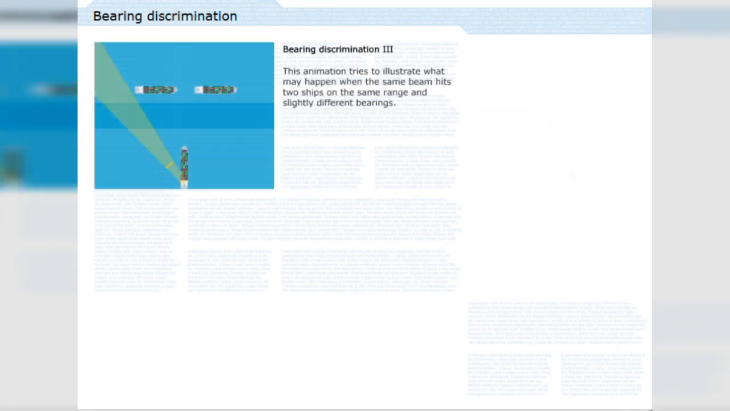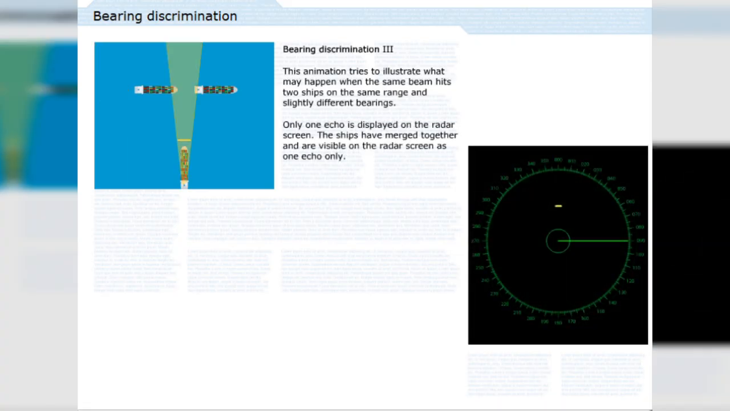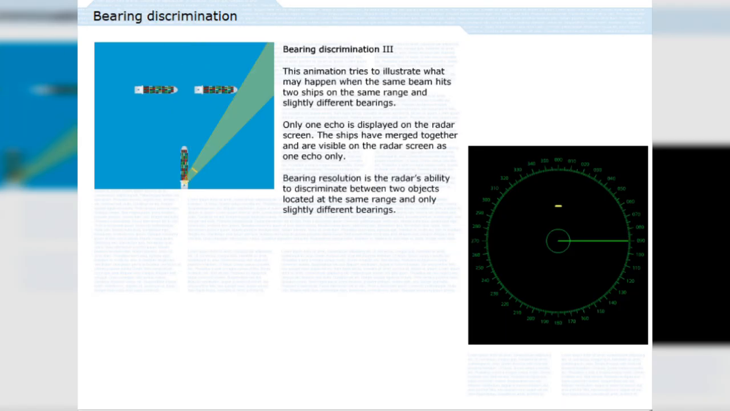This animation tries to illustrate what may happen when the same beam hits two ships on the same range and slightly different bearings. Only one echo is displayed on the radar screen. The ships have merged together and are visible on the radar screen as one echo only. Bearing resolution is the radar's ability to discriminate between two objects located at the same range and only slightly different bearings.